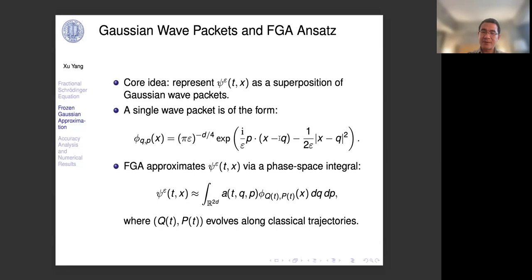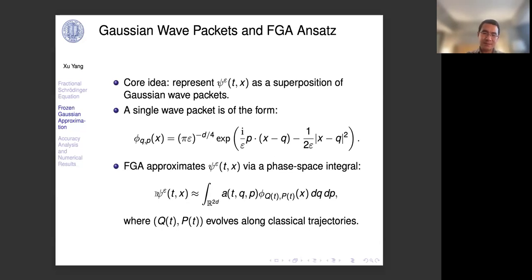So this is very similar to the Gaussian beam setup. However, in the Gaussian beam setup, the Gaussian beam allows this decay rate to change over time. And the frozen Gaussian approximation, by the name, you freeze the size of the Gaussian function. So that's the difference in the form of the ansatz of the frozen Gaussian approximation from the Gaussian beam method.